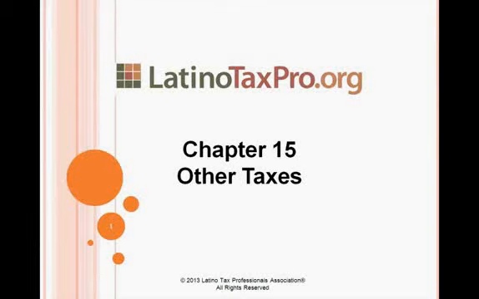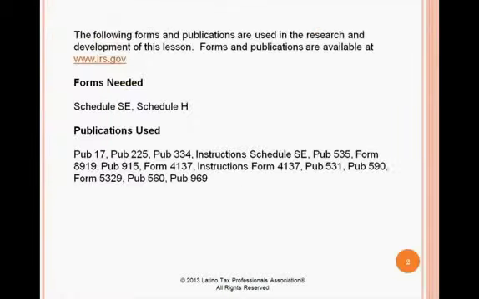Chapter 15, Other Taxes. The following forms and publications are used in the research and development of this lesson. Forms and publications are available at www.irs.gov. The primary forms utilized for this chapter are Schedule SE and Schedule H and several other forms. Publications used are included.